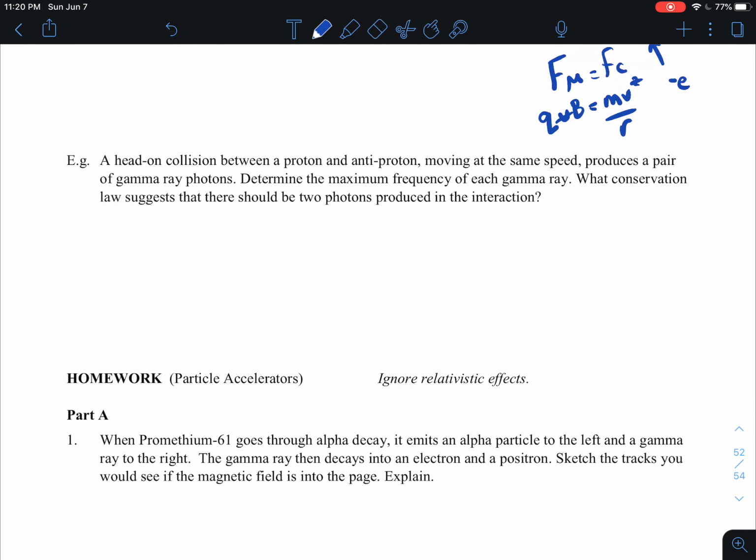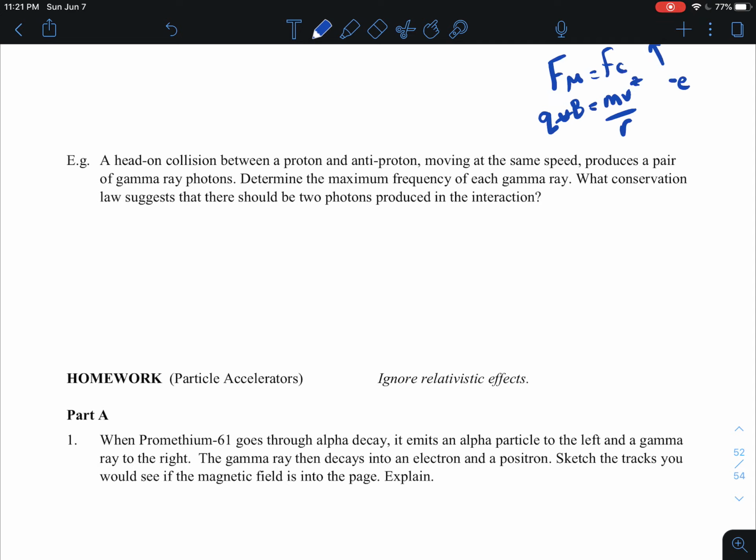A head-on collision between a proton and antiproton moving at the same speeds produces a pair of gamma photons. Determine the maximum frequency of each gamma. What conservation law suggests that two photons are produced rather than one? I think that is what it's referring to here. In this case, we're missing a little bit of information because it says moving at the same speed, but it doesn't tell us what speed.